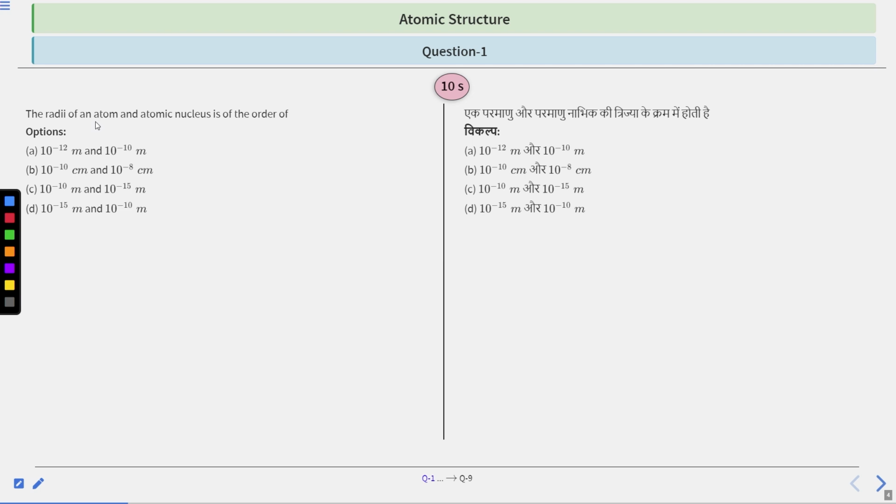So for this we have to find out the order for the radius of an atom and for the radius of an atomic nucleus. Options are 10 to the power minus 12 meter and 10 to the power minus 10 meter, 10 to the power minus 10 centimeter and 10 to the power minus 8 centimeter, 10 to the power minus 10 meter and 10 to the power minus 15 meter, or 10 to the power minus 15 meter and 10 to the power minus 10 meter. So you have 10 seconds to solve this question. After that, we will see what the answer is.